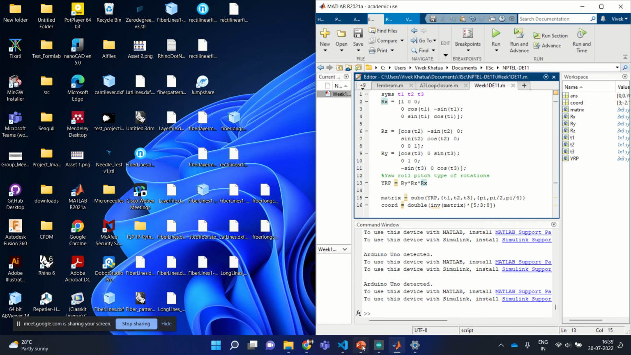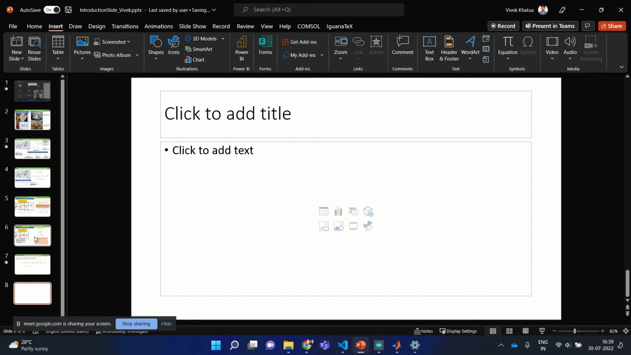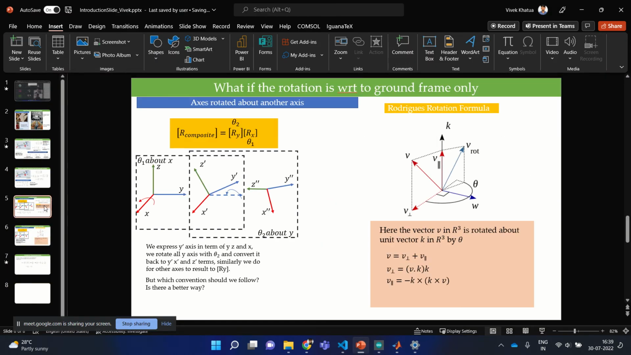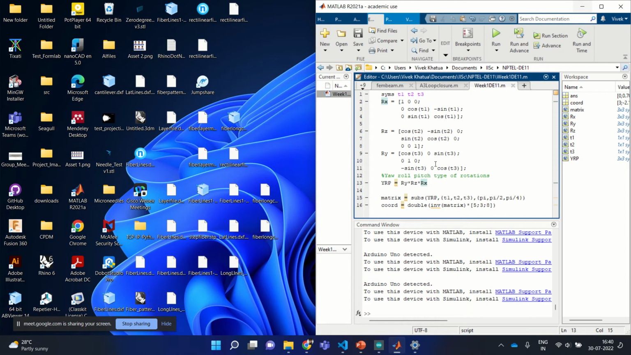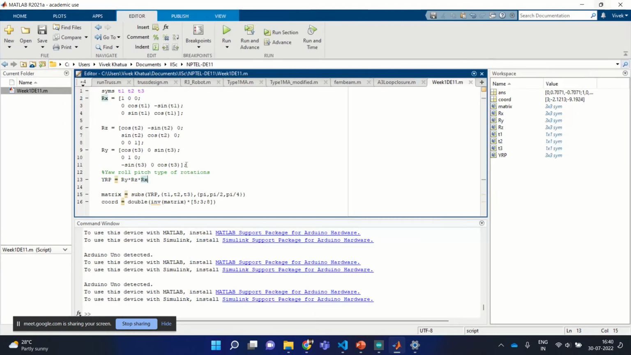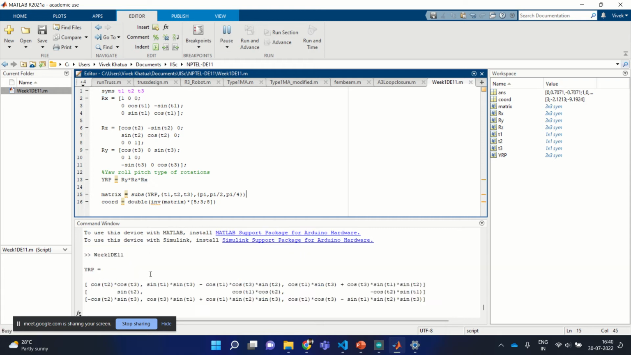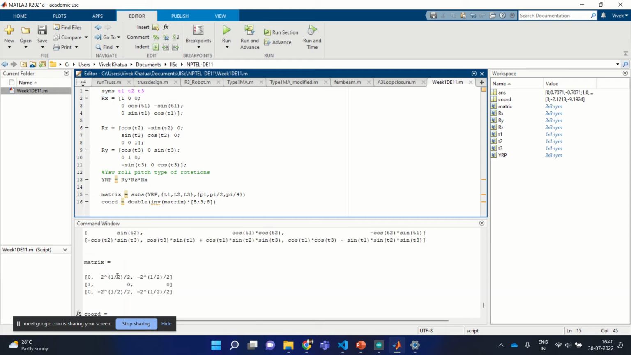Yeah, so let's get to the problem. Here we have pi rotation about the yaw axis, roll of 90 degrees, pitch of 45 degrees, and we input it here. Here you can see that we are substituting t1, t2, t3 for pi, pi by 2 and pi by 4. With that we get the matrix, our transformation matrix.